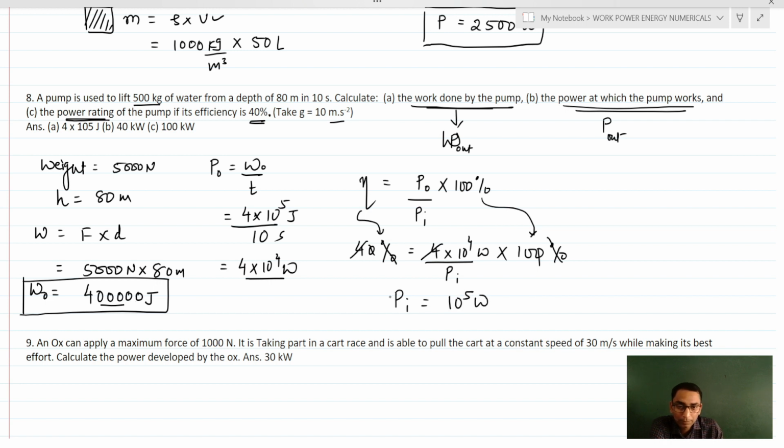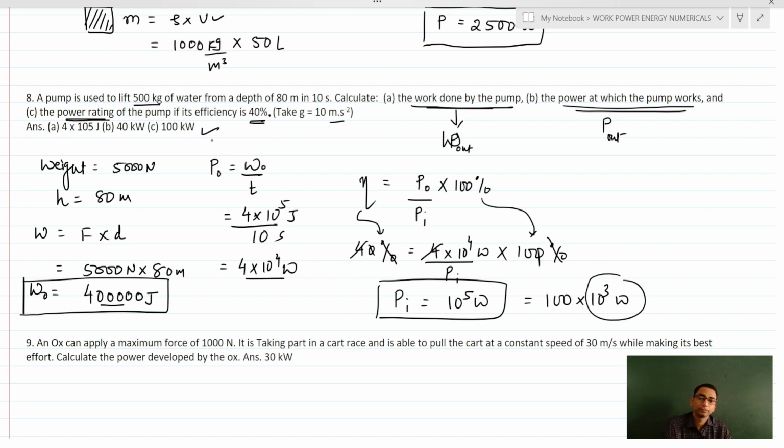That is the answer to the problem, which is also written in the answer as 100 times 10 raised to 3 watt, and this 10 raised to 3 watt is known as kilowatt. So the answer is given as 100 kilowatt.